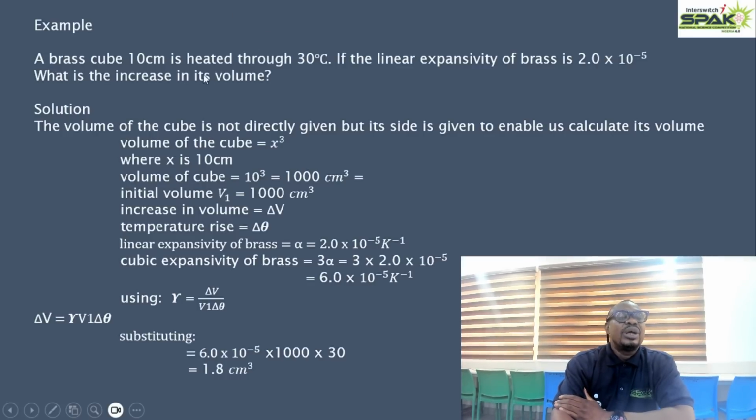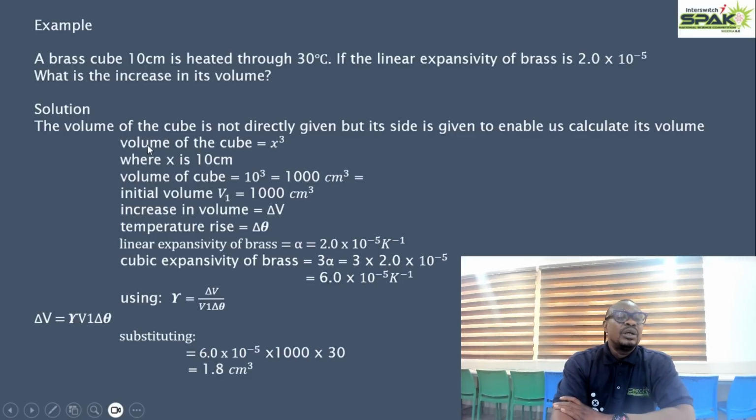So the question we have here: a brass cube of 10 centimeter is heated through 30 degrees Celsius. If the linear expansivity is given as 2.0 times 10 raised to the power minus 5 per Kelvin, what is the increase in its volume? So this is a tricky one. You can see that the volume is not given, rather the side of the cube is given. And when you talk about the cube, they have all sides given. And what then is the volume of a cube? The volume of a cube is the length raised to the power 3.